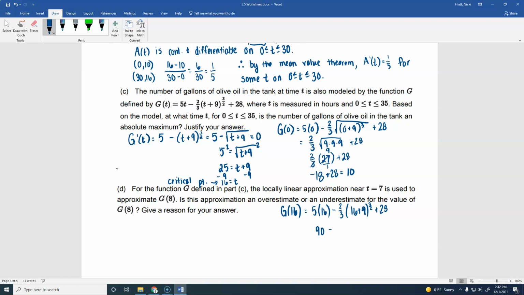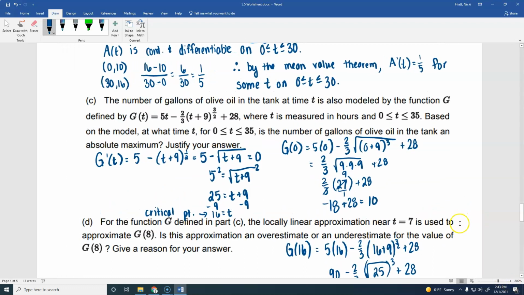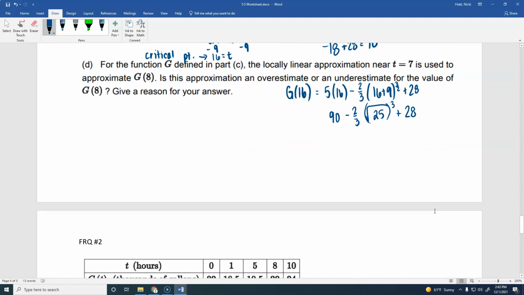Alright, it's 90 minus 2/3. This is the square root of 25 to the 3rd plus 28. All right, this is going to be 5 to the third power, which would be 125. Oh, gosh. That's why I'm just going to trust the number they give me.